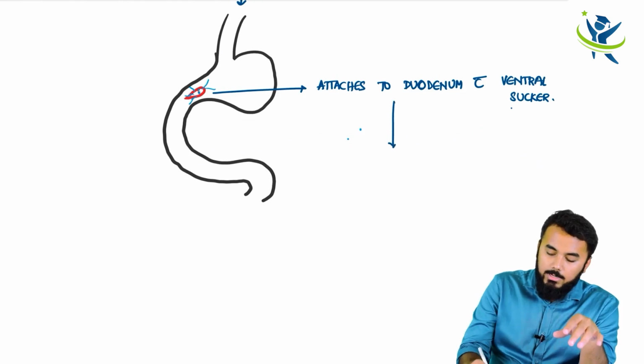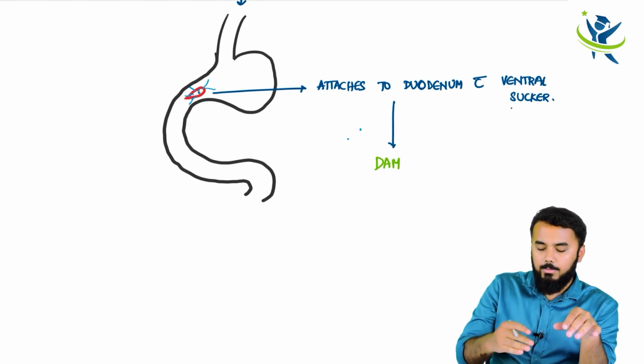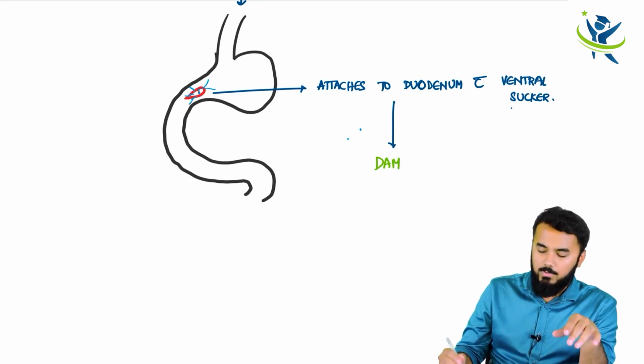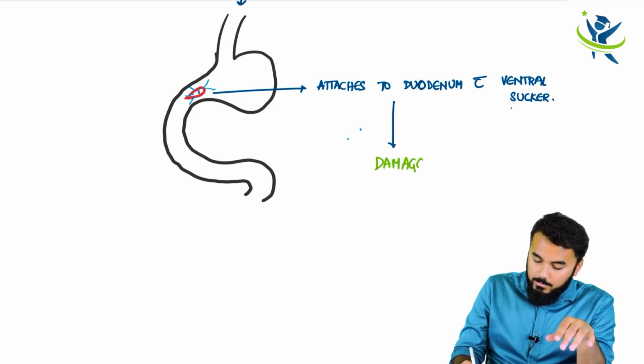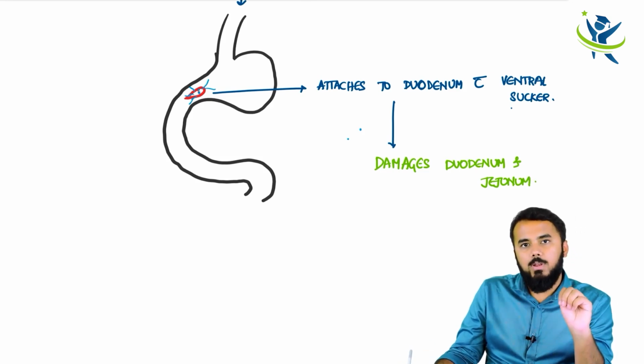Once it attaches to the duodenum, it completely damages the duodenum. Not only the duodenum, next after the duodenum we have the jejunum, so it can damage the jejunum as well. So it damages both the duodenum as well as the jejunum. Now once they are damaged, what will happen?